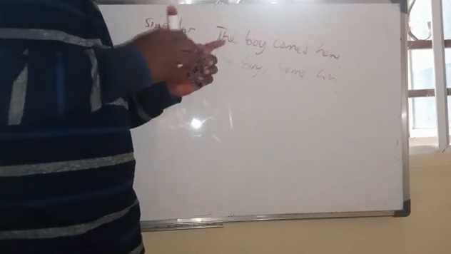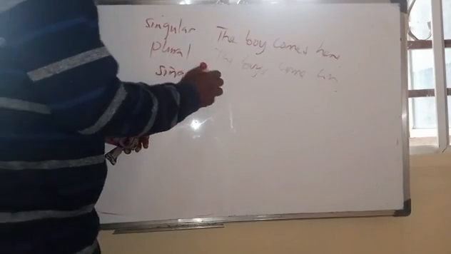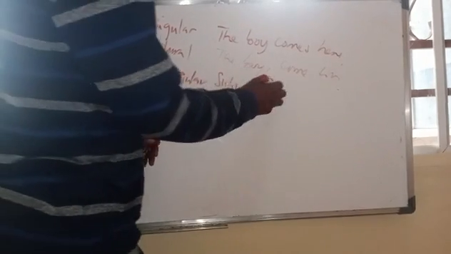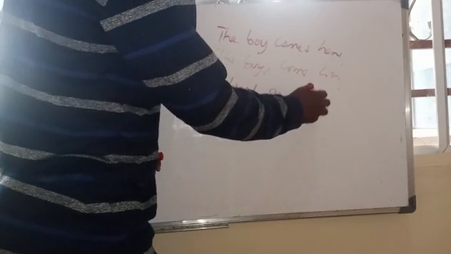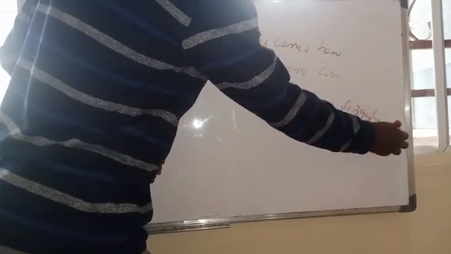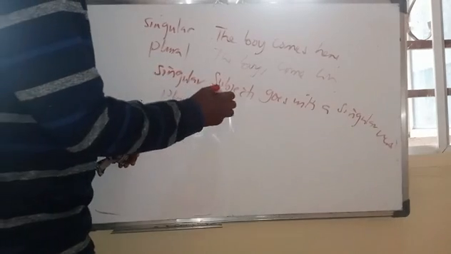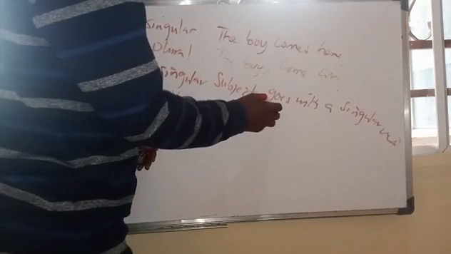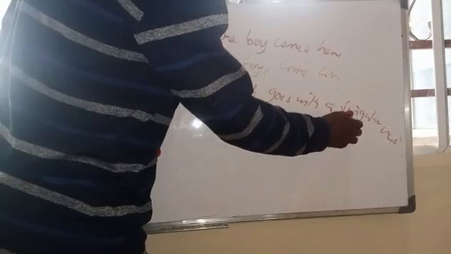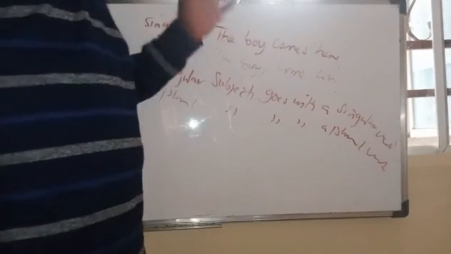Singular object subject takes now what? Singular subjects go with what? Goes with a singular verb. And similarly, plural subjects then go with a plural verb. So if the subject is singular, then use a singular verb.